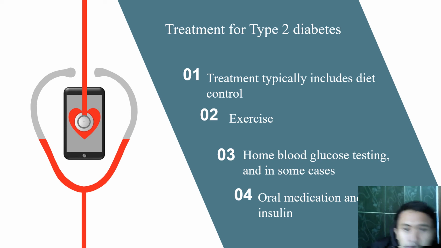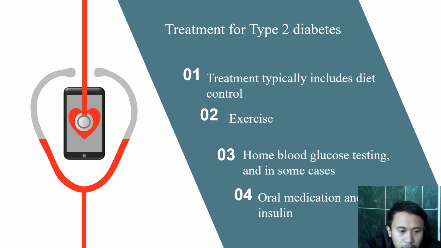Treatment for type 2 diabetes. First, treatment typically includes diet control. Second, exercise. Try to get 30 to 60 minutes of physical activity every day. You can walk, bike, swim, or do anything else to get your heart rate up. Third, home blood glucose testing. And finally, fourth, oral medication and insulin.